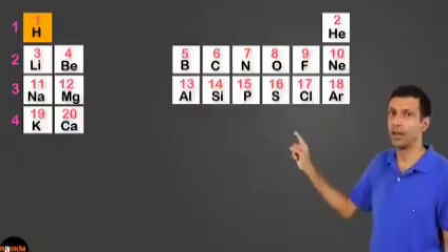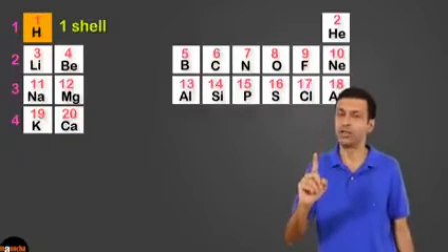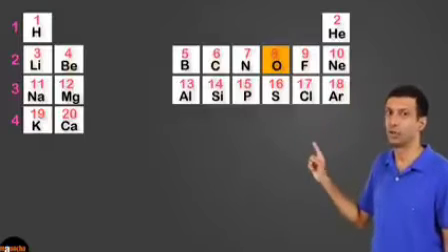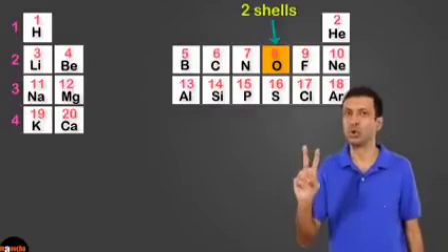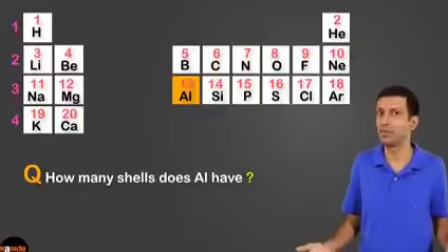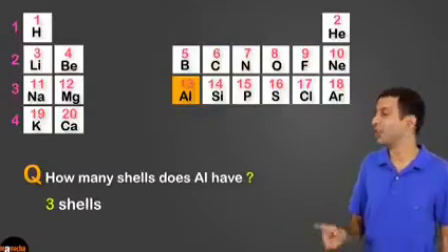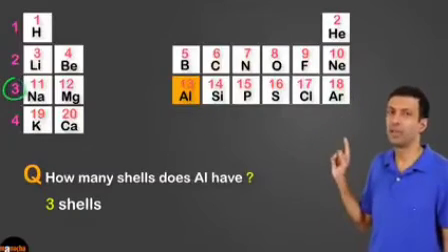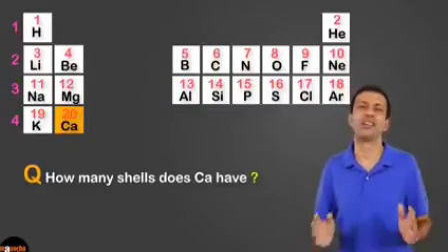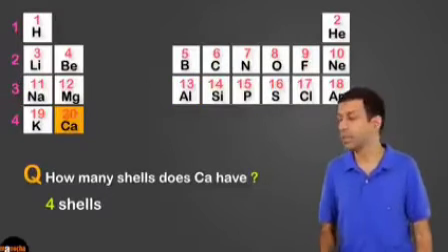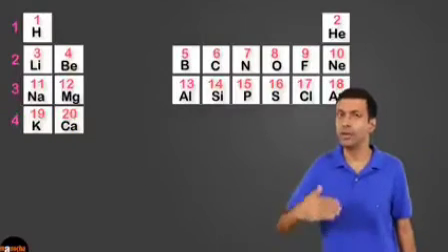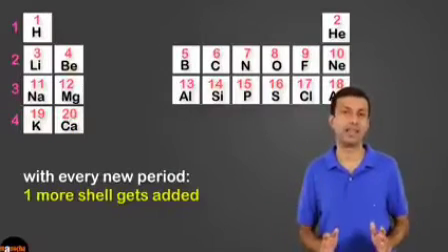Hydrogen is in period 1, so it has only one shell. Now if you look at oxygen, it's in period 2, so it contains 2 shells. Similarly, how many shells does aluminium have? That's right, 3 shells, since it's in period 3. And what about calcium? Correct, 4 shells. It's in period number 4. So with every new period, one more shell is being added.